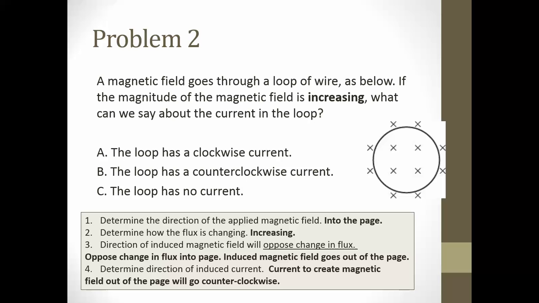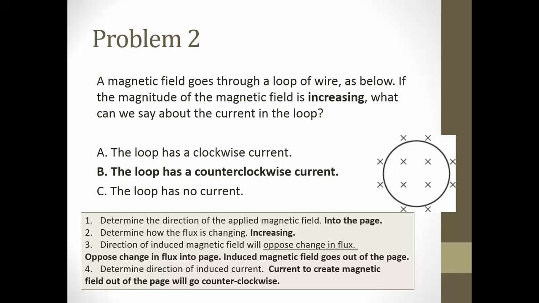page. Now we're going to use our right-hand rule to find how to create a magnetic field that goes out of the page. The current to create a magnetic field out of the page, if you use your right-hand rule, is going to go counterclockwise. And so that's the direction of the induced current in the loop.